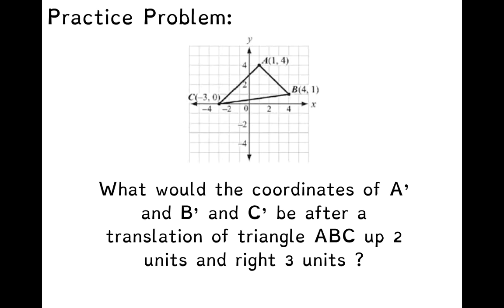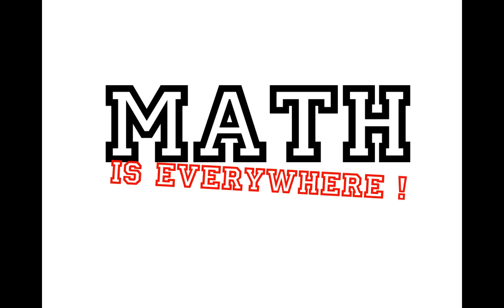All right, so let's see if you get this. Take triangle ABC and tell me, what would the coordinates of A prime and B prime and C prime be if you did a translation of that whole triangle up 2 units and right 3 units? Give me the coordinates of point A prime, give me the coordinates of point B prime, and give me the coordinates of point C prime. Once you've done that, you've got this.